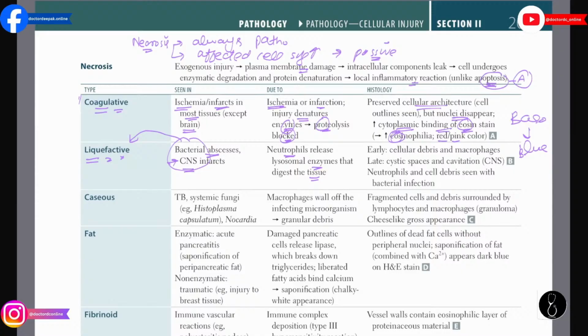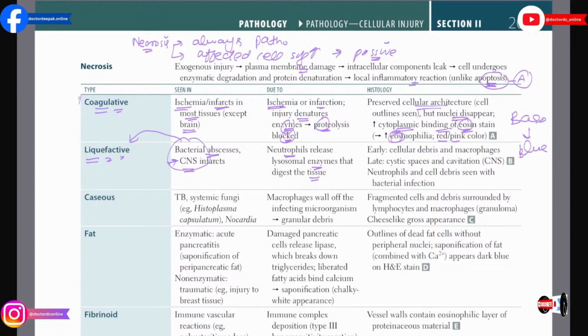You have to keep this in mind. This is an important difference. But let me once again repeat this: liquefactive necrosis. You have to keep in mind the necrotic tissue becomes liquefied. How does the necrotic tissue become liquefied? It is because of neutrophils. The neutrophil will release the enzymes, and these enzymes will go and digest the tissue. And when they digest the tissue, the cell size, shape, and structure are not going to be preserved. You have to keep that in mind.